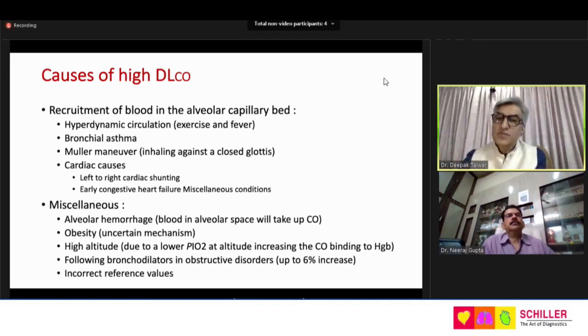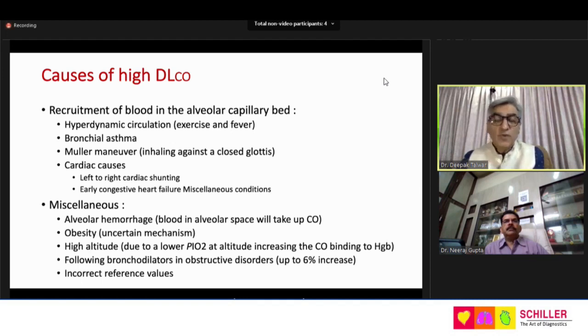And cardiac causes, when there is shunting or congestive cardiac failure, can also increase the diffusion capacity. Alveolar hemorrhage, everybody accepted. Obesity, I told you, we do not know exactly why, but it is because of extrapulmonary factors that the diffusion capacity is more. High altitude, because of the lower PiO2, but then you correct it and it becomes okay. And of course, following bronchodilators. If you give a bronchodilator and then check the diffusion capacity, it increases by 6%.